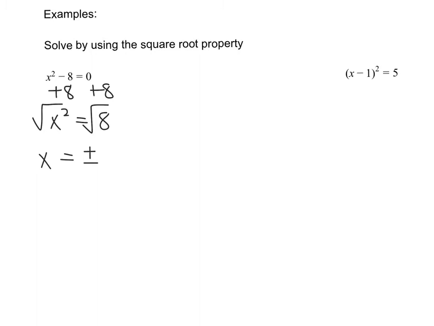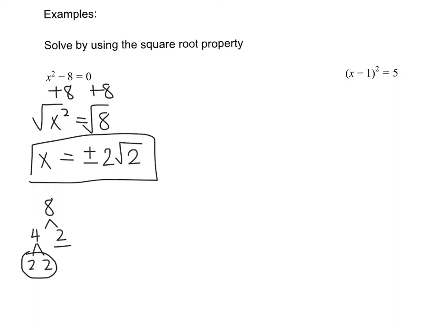Now, I can't actually take the square root of 8. It does give a decimal, but I do want to simplify the square root of 8. So if you remember how to simplify square roots, you break it down by finding its factors. So I'm going to take 8, I can break it down as 4 times 2, break down 4 as 2 times 2. And then I can pull out any pairs of numbers, and there's one pair of 2's. So we're going to get x equals plus or minus 2, and then underneath the square root we put any numbers left over, which is this single 2. And that's going to be my solution.